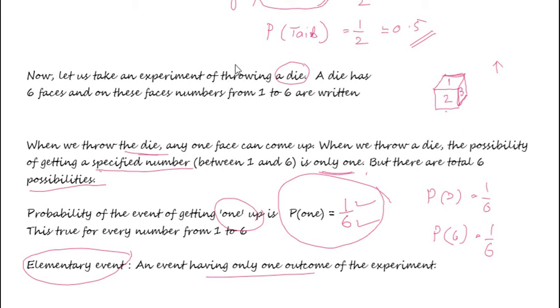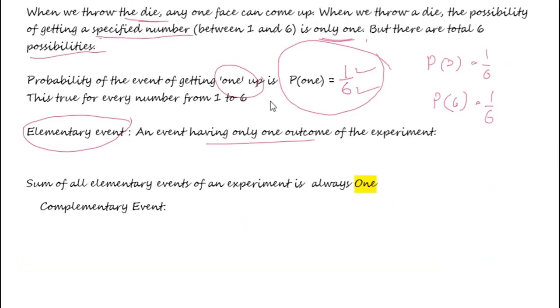Suppose I say the event of getting 1 or 2, that means I have 2 outcomes, so that is not an elementary event. In an experiment, the sum of all elementary events is always 1. Now here I have the probability of getting 1, that is 1 by 6, 2, that is also 1 by 6. Like this, I have such 6 entries, so this becomes 6 by 6, that is 1.